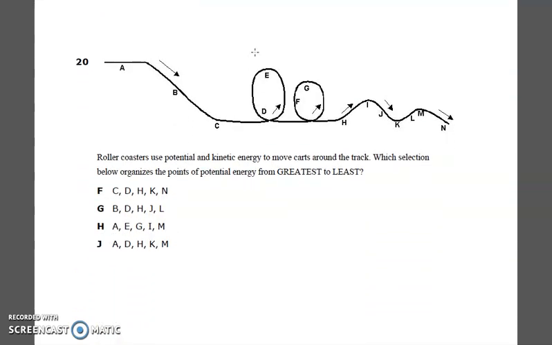Number 20. Roller coasters use potential and kinetic energy to move cars around the track. Which selection below organizes the points of potential energy from greatest to least? F. C, D, H, K, N. G. B, D, H, J, L. H. A, E, G, I, M. J. A, D, H, K, M.